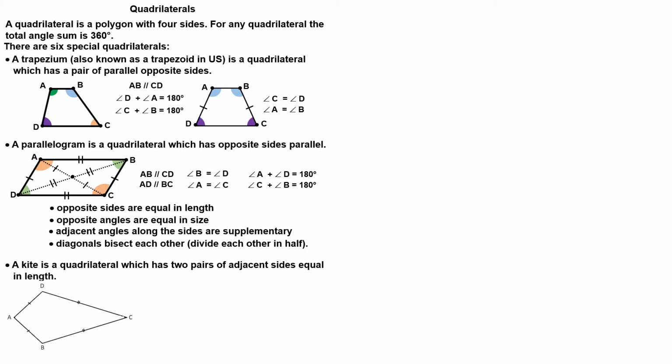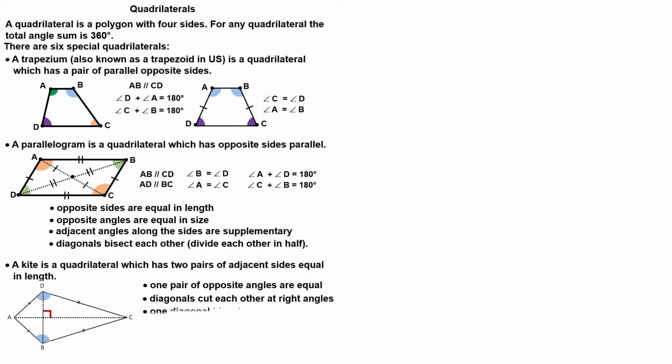A kite is a quadrilateral which has two pairs of adjacent sides equal in length. One pair of opposite angles are equal. Diagonals cut each other at right angles. One diagonal bisects one pair of angles at the vertices.